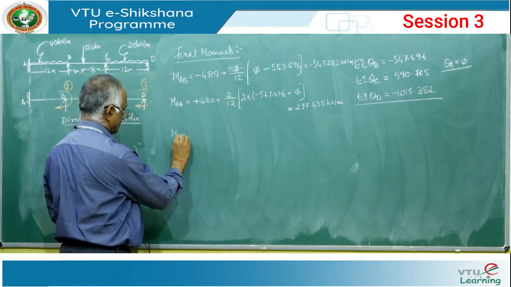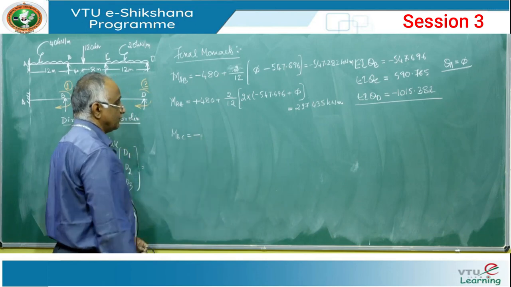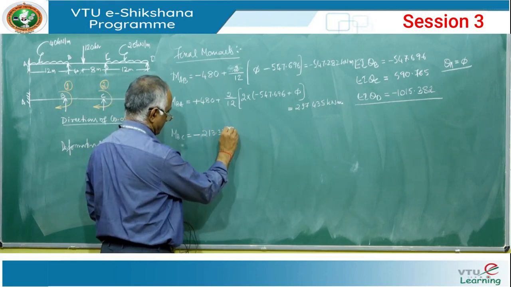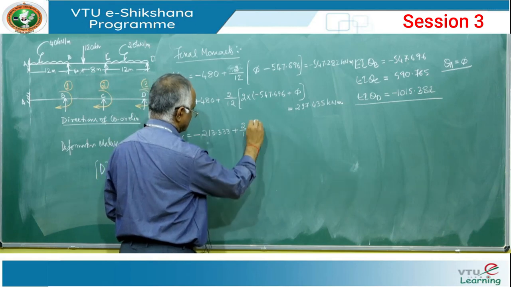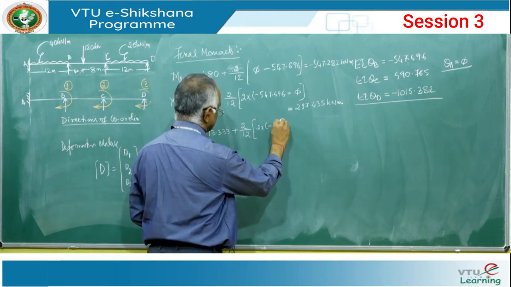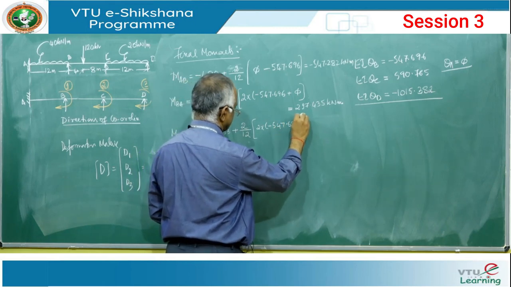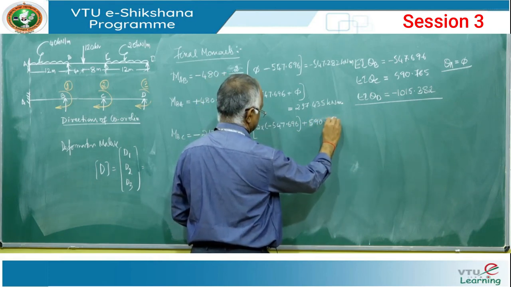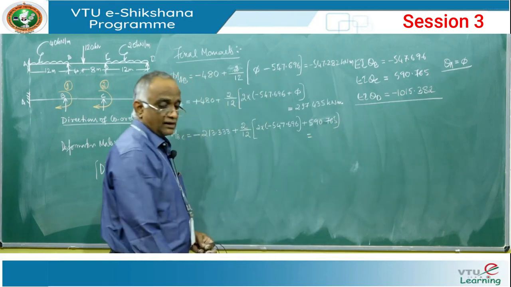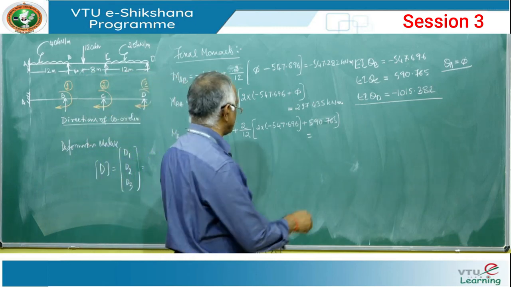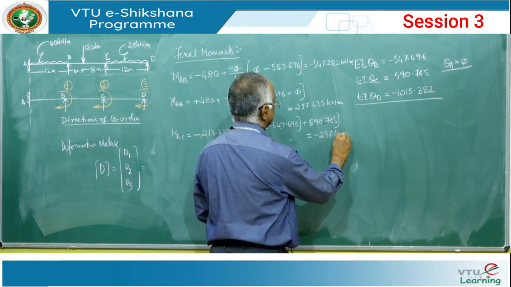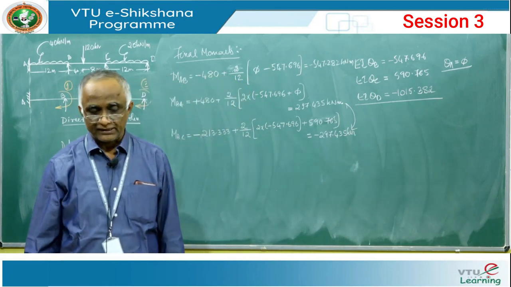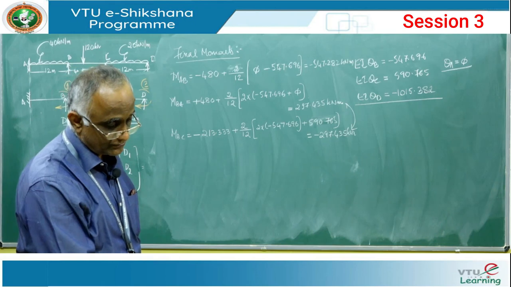So, MBC is the moment. MFBC is 213.333 plus 2 EI by 12, 2 times of theta B is minus 547.696 plus theta C, it is plus 590.765. MBC is 297.435. It should be. You can see the compatibility condition satisfies. So MBA plus MBC equal to 0.